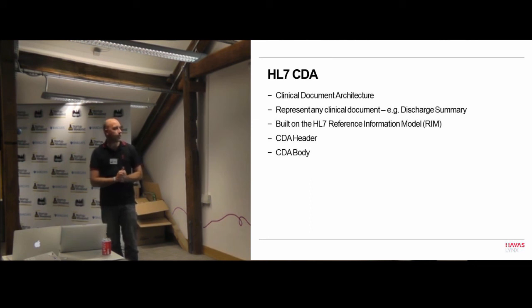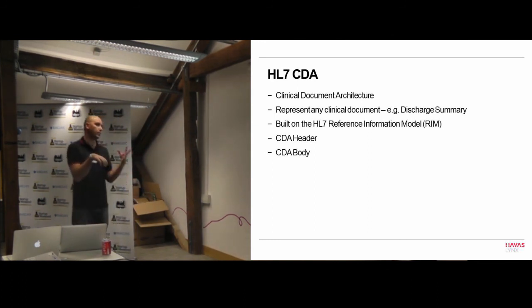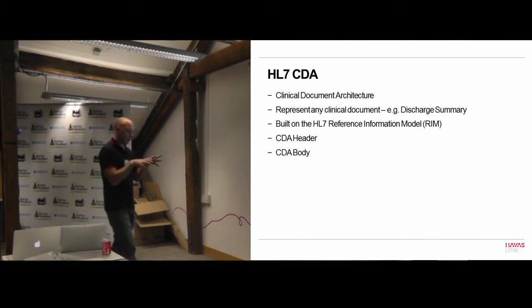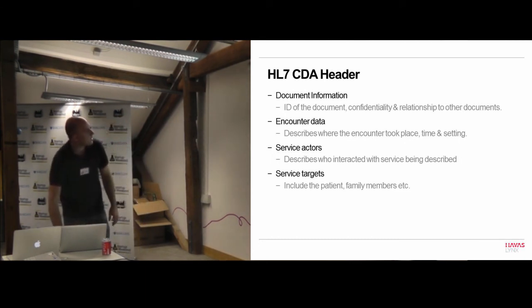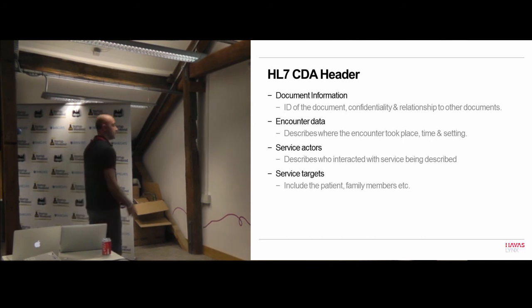The reason why is because it's built on the reference information model, just like the rest of version 3. But what it's there for is to make things a bit more obvious about a clinical document. For example, it gives me a clinical document, a header, and a body. It gives me all the information I need to express a particular document, for example, a discharge summary. The header gives me an ID, a relationship to a document, and an encounter, so I want to know where this actual clinical document happened and who did what with this document. Who did what to a particular person? That's describing my actors, and then the targets themselves.